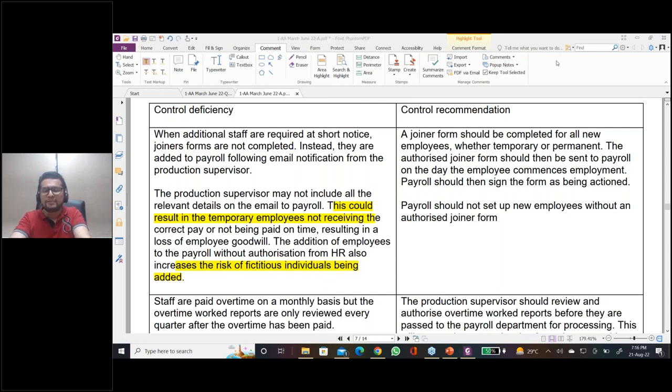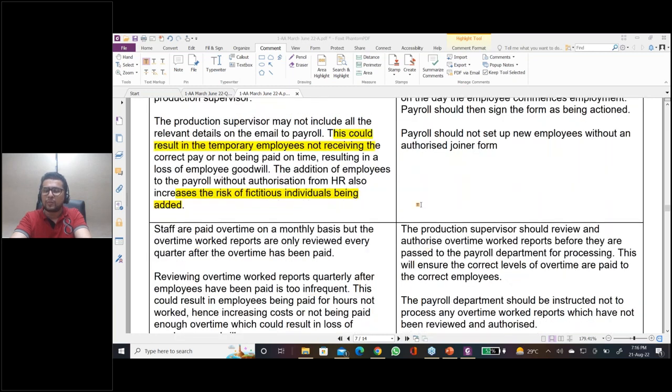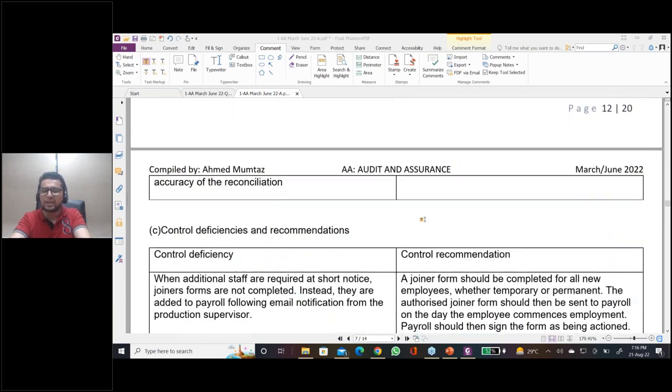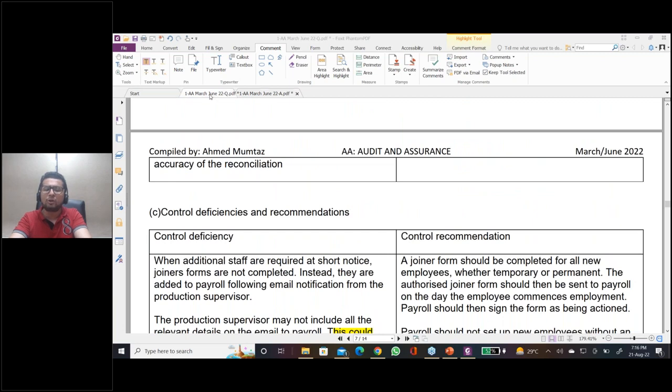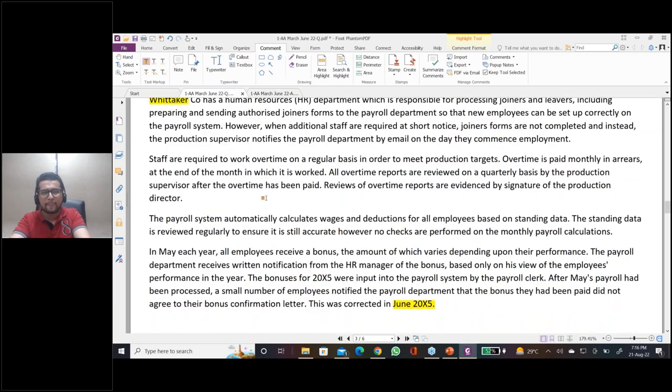What should be the recommendation? I think the recommendation should be that the payroll department should not set up any new employees without authorization from HR, because until they get the authorization from HR, they should not be allowed to entertain anyone new.